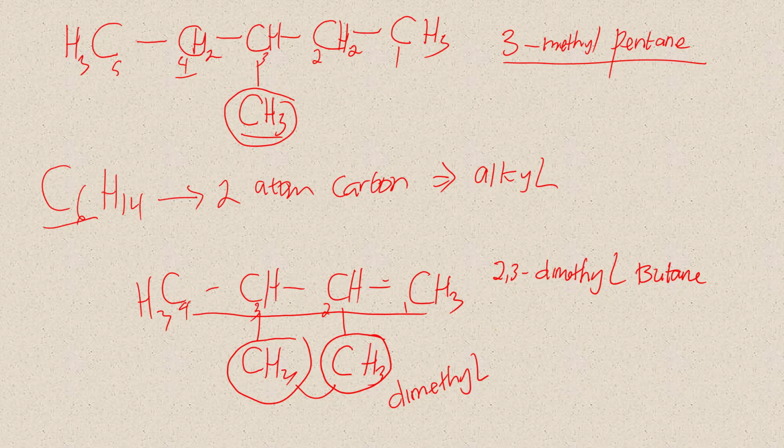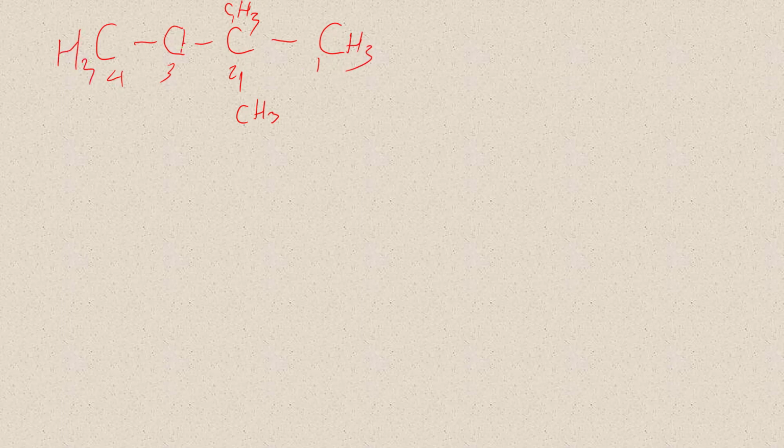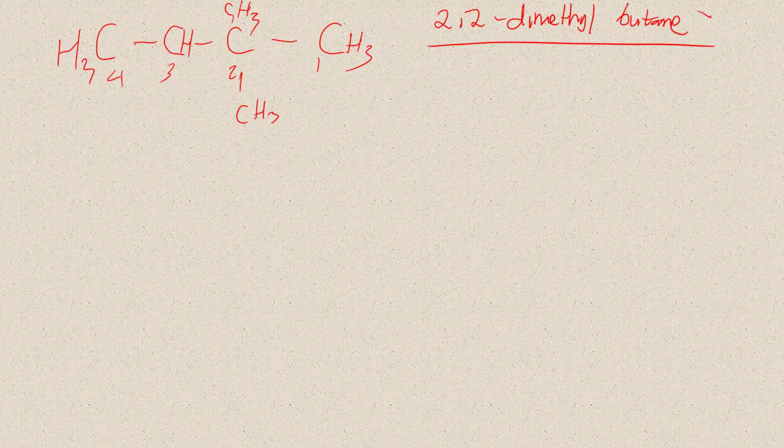Can we make another isomer? Let's try to move the methyls so they attach to the same carbon. 1, 2, 3, and 4. Then we put the alkyls on the same carbon: CH3, CH3, CH3, CH3, and CH. What we have here is 2,2-dimethylbutane. There is no other possible arrangement when we make two of these carbon atoms become alkyls.